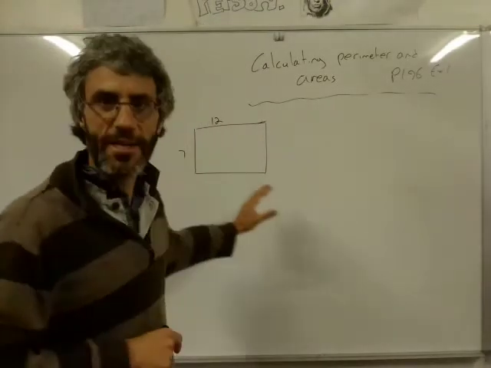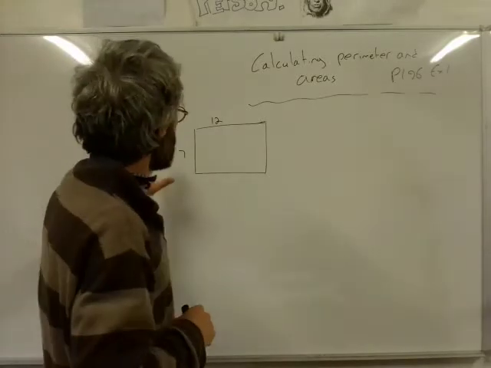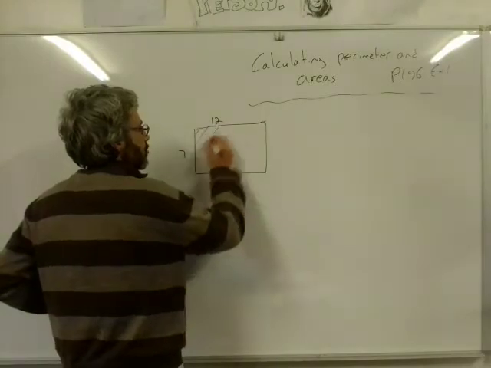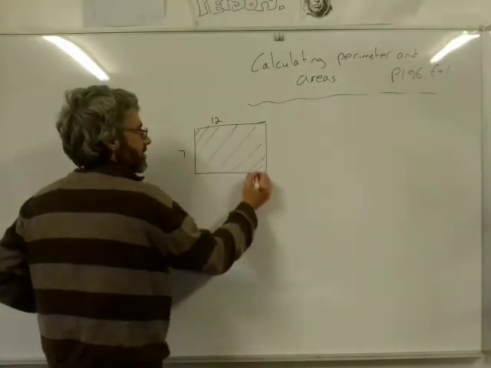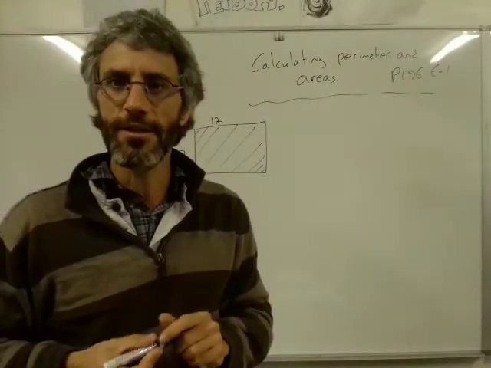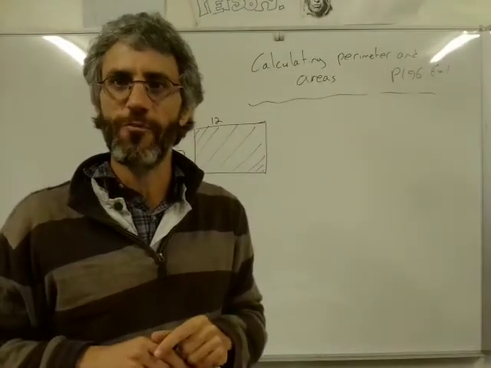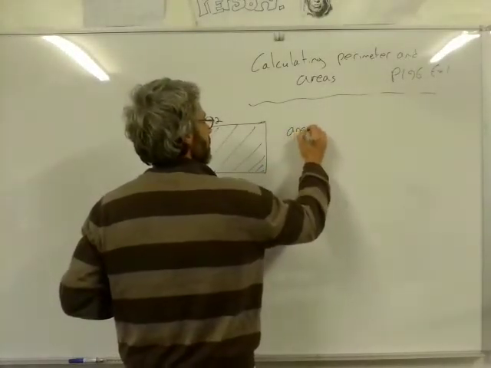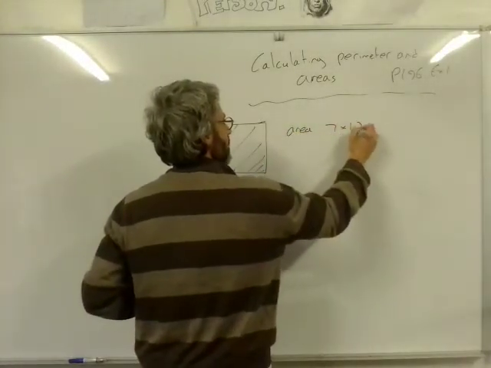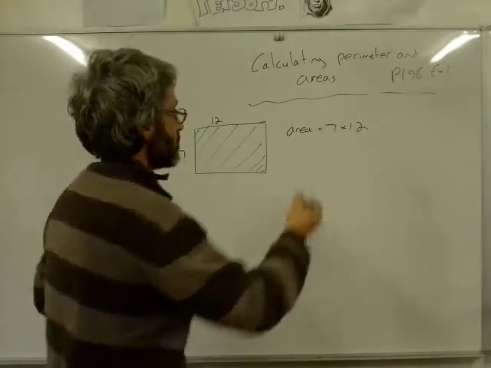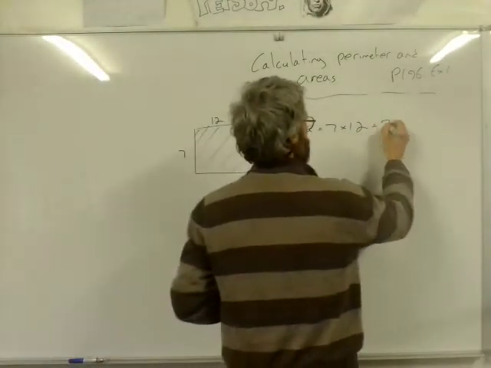So let's take a rectangle, okay? If I want to calculate the area, the area, just to make sure you understand, is this bit, it's the inside. As if you were to paint this shape, it's the amount of paint that you've put in. Now the area of a rectangle is simply 7 times 12. You times the sides by each other. So that's 84.